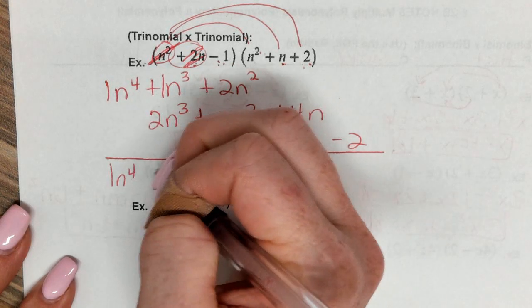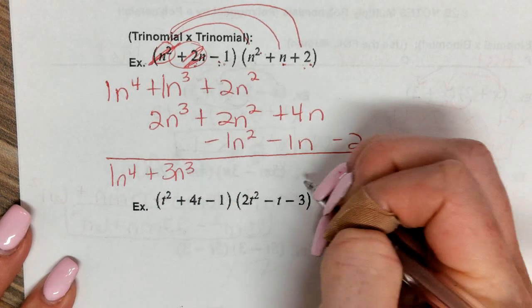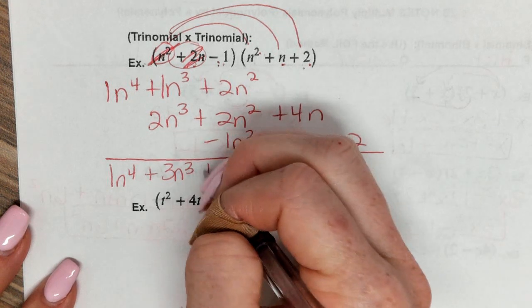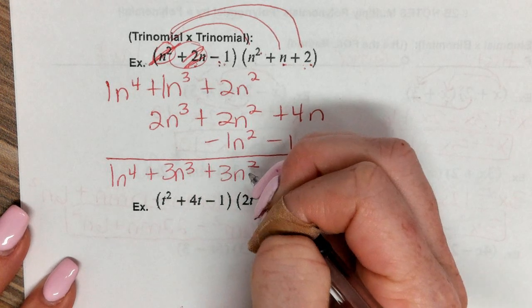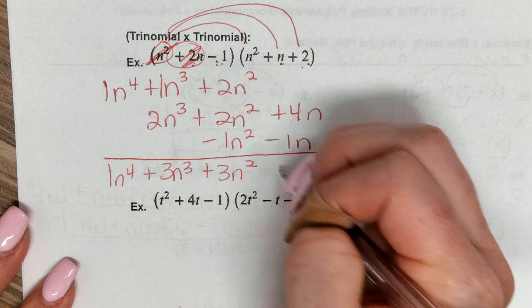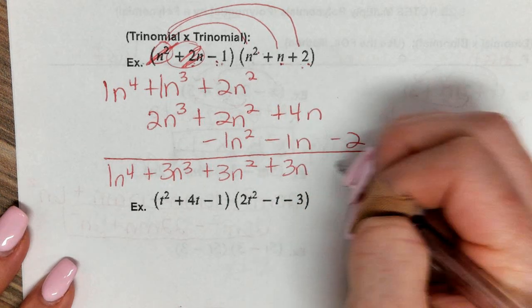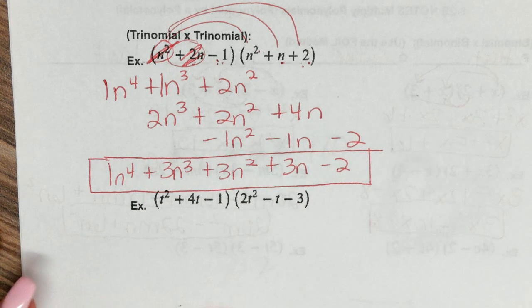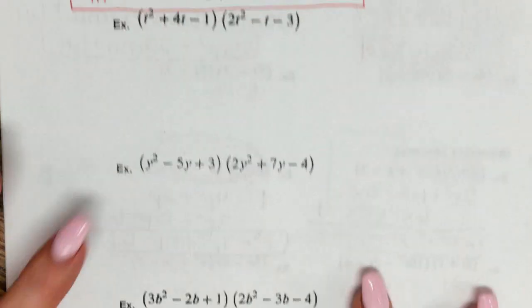1n to the 4th plus 3n cubed. 4 minus 1 is 3, so plus 3n squared. 4 minus 1 is 3, plus 3n and minus 2. All right, let's go do the third one.